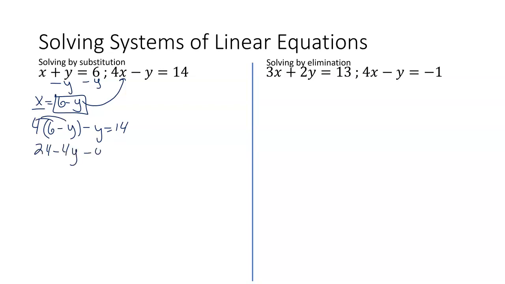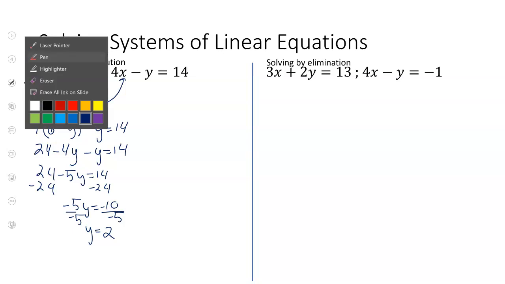Distributive property. We'll solve, combine like terms, subtract both sides, negative 5y is negative 10, divide by negative 5, y equals 2. So now I have half my answer. Remember, the solution to a system of equations is an ordered pair. Now I have the y value for that ordered pair. I just need to go back and find the x value.